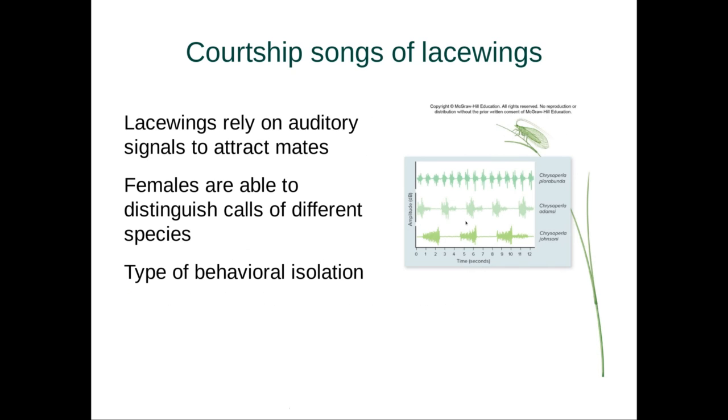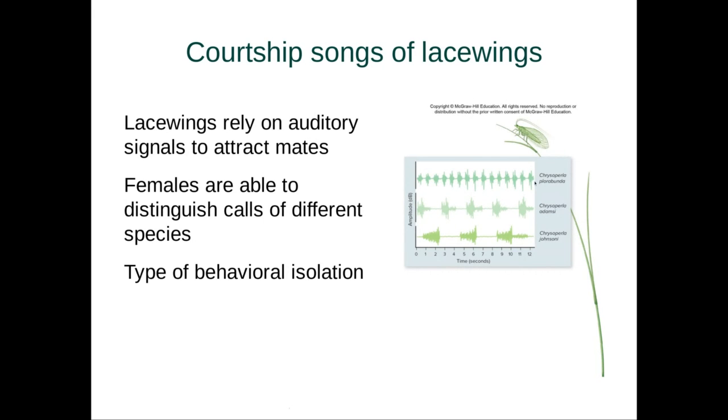Now, this is just behavioral isolation, but we can look at 3 distinct species of lacewings, and we can look at the amplitude in decibels of their mating calls, and we can look at the time in seconds of their mating calls. And you can see between these 3 distinct species, they're the same genus, right? They're Chrysoperla something. They all have distinct mating calls, right?